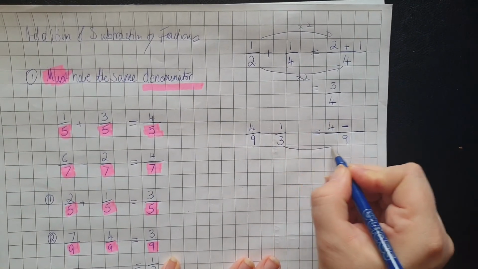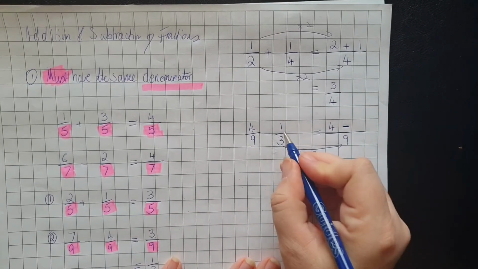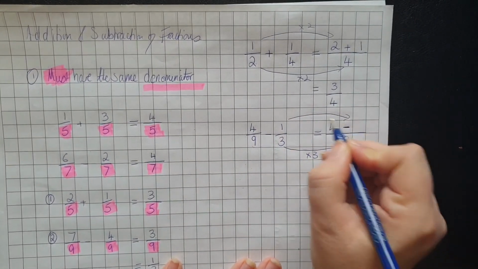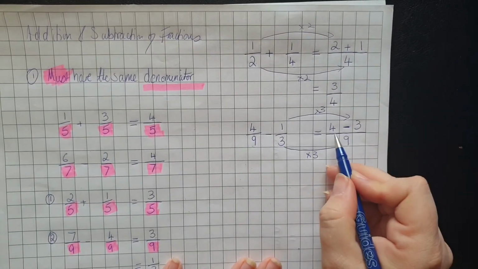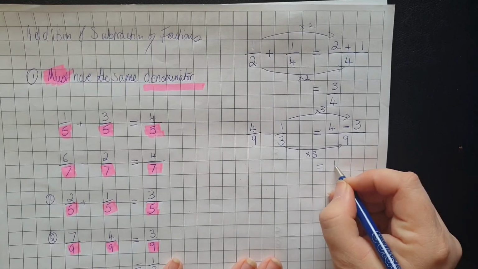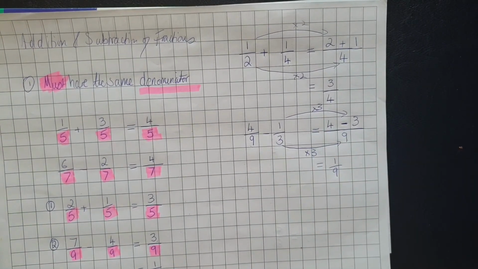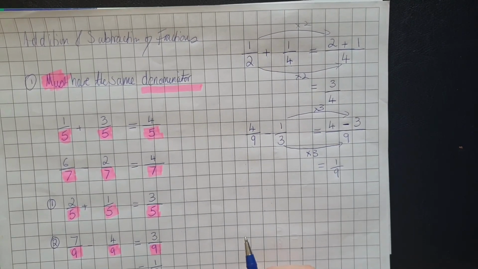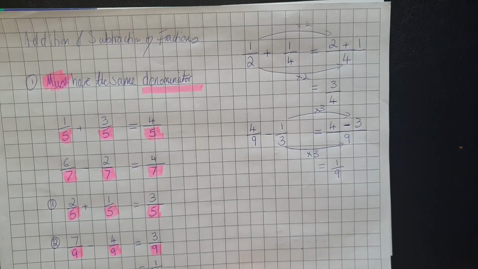3 times by 3 gives us 9. So therefore that 1, again, we're going to be multiplying it by 3, gives us 3. 4 minus 3 over 9, therefore 1/9. Again, over to you for 2 questions. Pause the video. Once I've written out the questions, answer them and then check back in.